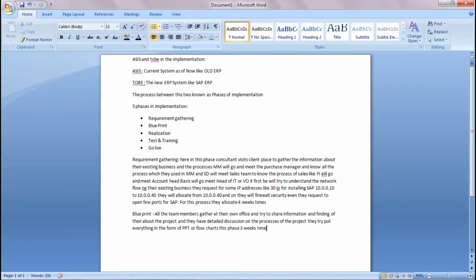This is a process we need to change, because they are the experts in their business for the last 10 to 25 years, so they will give their inputs: this should be like this. According to that, once they finalize the things, they start working on the realization phase. Once this phase finishes, they start working on the next.